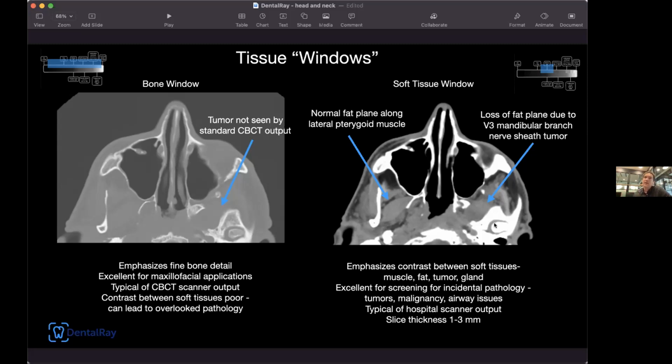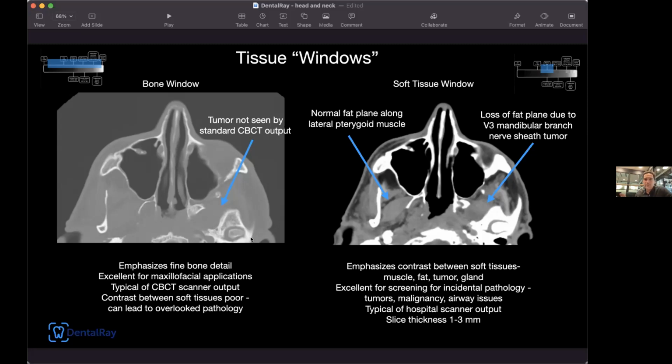It's actually a manipulation of the images that's done by the radiologist when they're interpreting the image, and it allows you to pick up on subtle effacement, a tissue plane that's been moved, displaced, or invaded by a structure. In this case, this was a nerve sheath tumor, a schwannoma, coming down from the mandibular branch of the trigeminal nerve. On a standard bone algorithm, bone window CBCT output, if you didn't manipulate the image at all, that tissue plane is extremely difficult to appreciate.